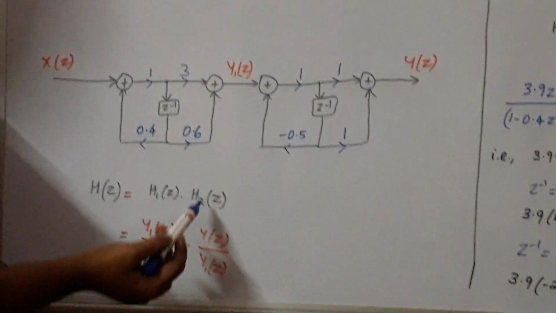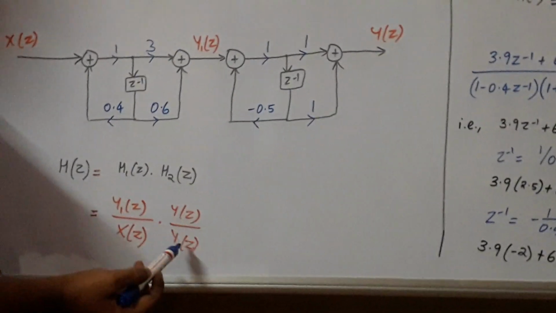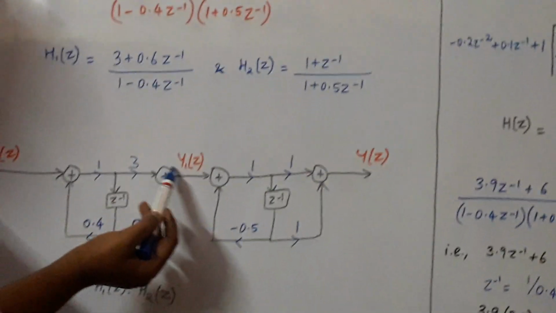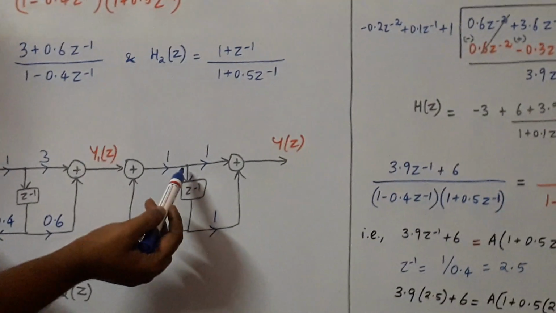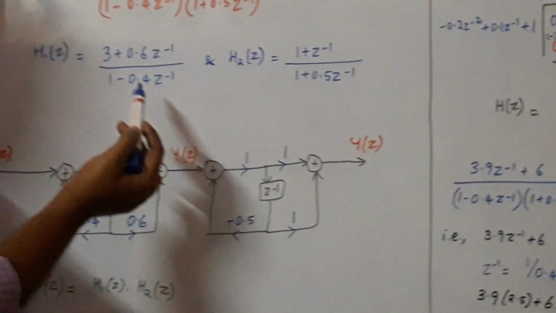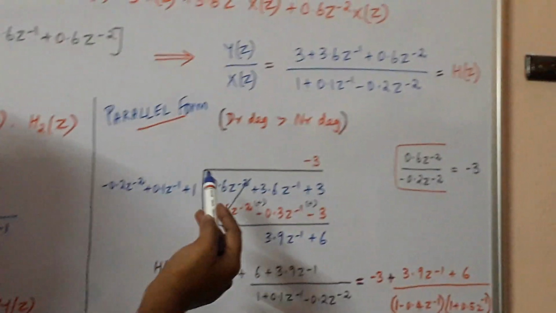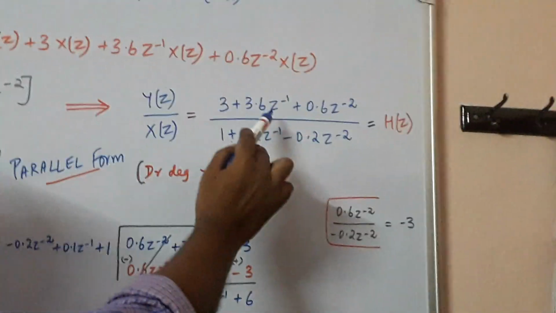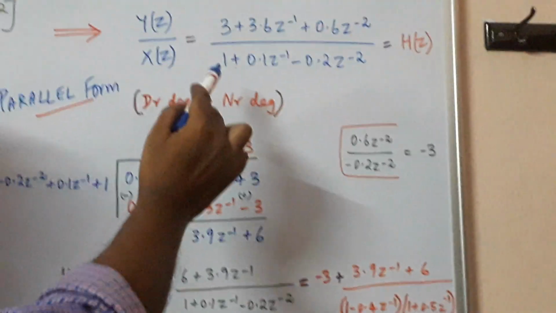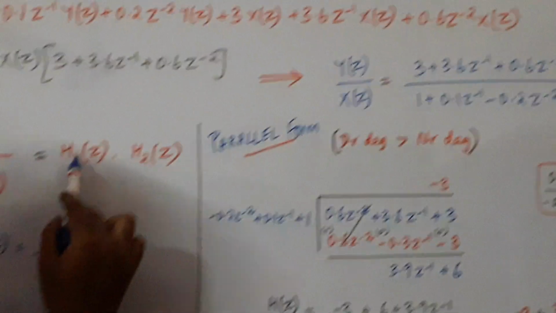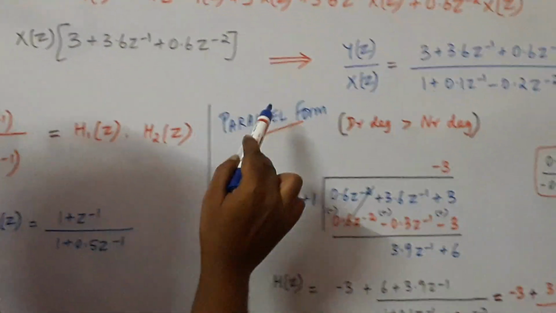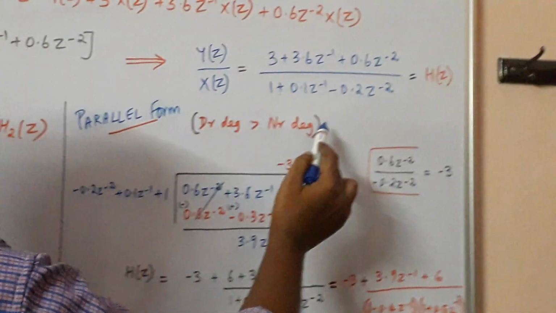We can write h1 of z as y1 by x and h2 of z as y by y1, where the output of the first section will be the input of the next section. This is cascade form. Now parallel form. In cascade it is h1 into h2, whereas in parallel form it will be h1 of z plus h2 of z, it is addition.